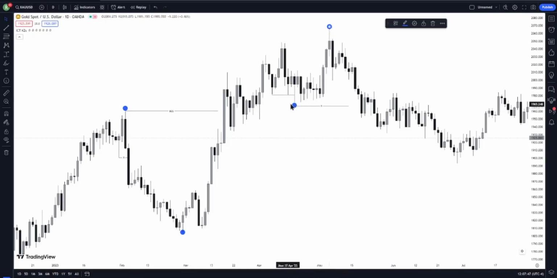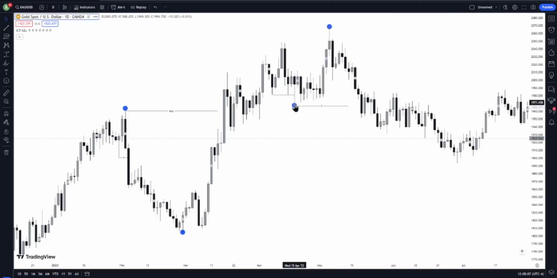Now, as you can see, there is no inducement here other than here. So price has taken out this major structure high. This serves as your inducement. So your major structure higher low before this higher high is no more here. I want you to understand that very well. It's no more here.